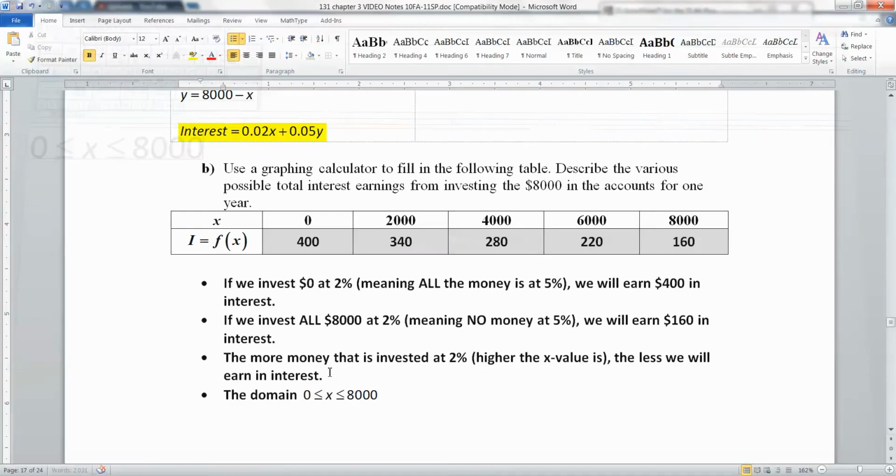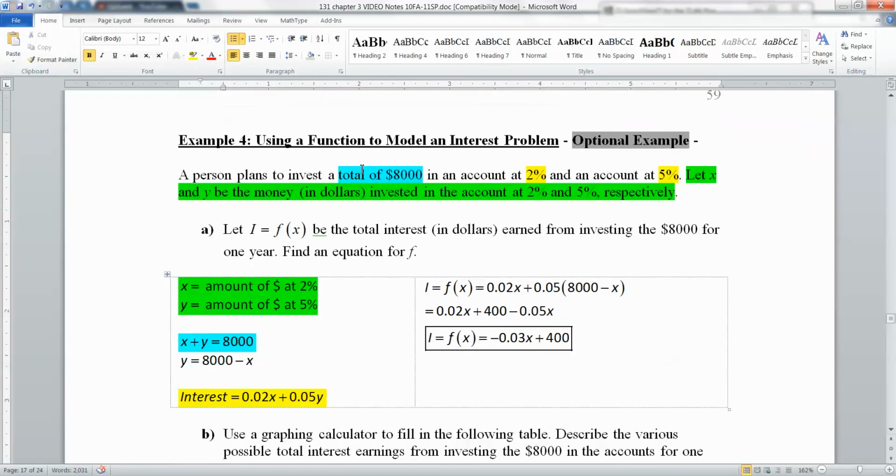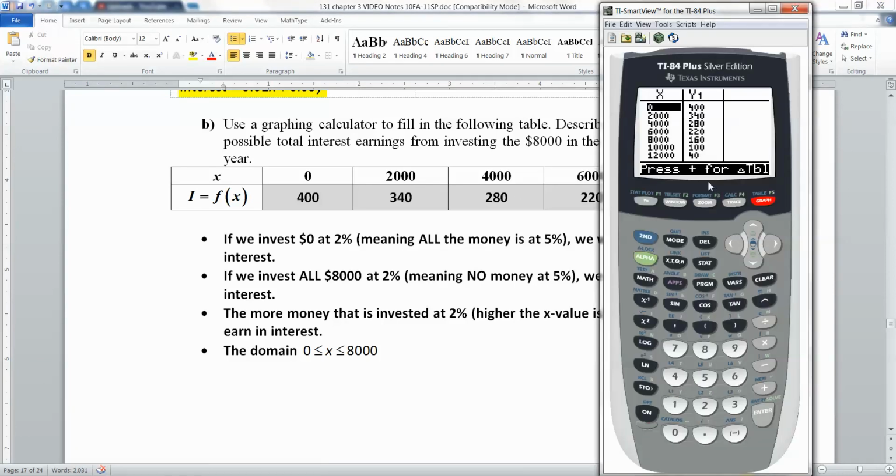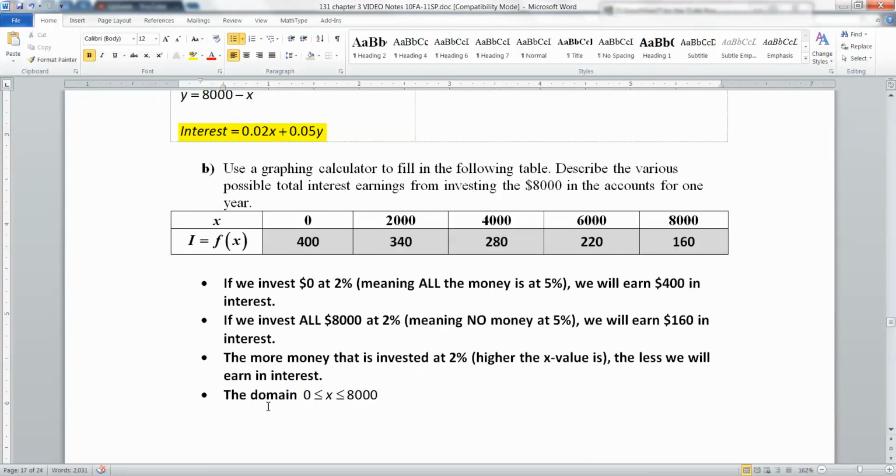You can't get any more than 8,000, right? Because you only had $8,000 to invest total. So you can't go to 10,000, even though the calculator would let you do it. It gives you numbers for 10,000, but you can't get that high in reality because you only had 8,000 to invest. So the domain of this function is 0 to $8,000. You can't go any less than 0 because you can't invest negative amounts of money either. Right? So there's your domain.